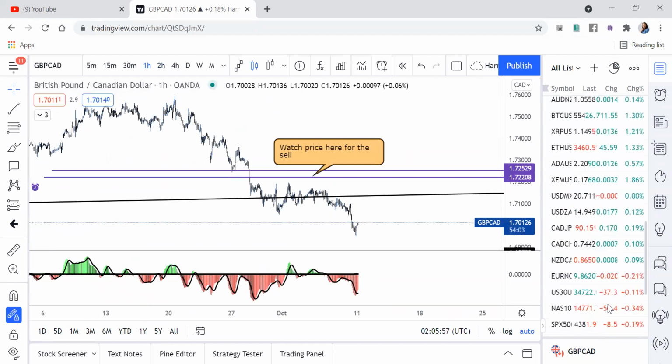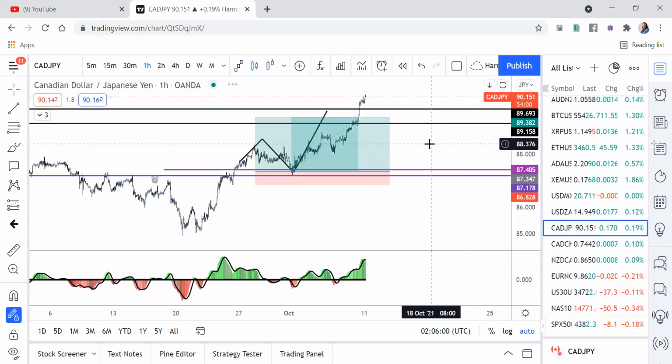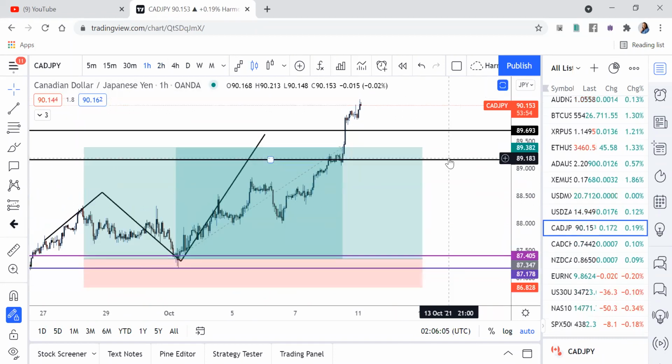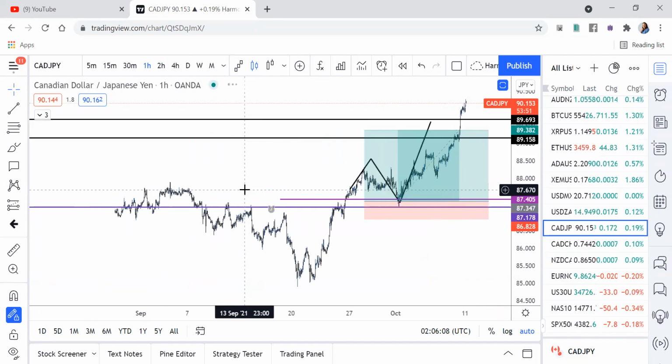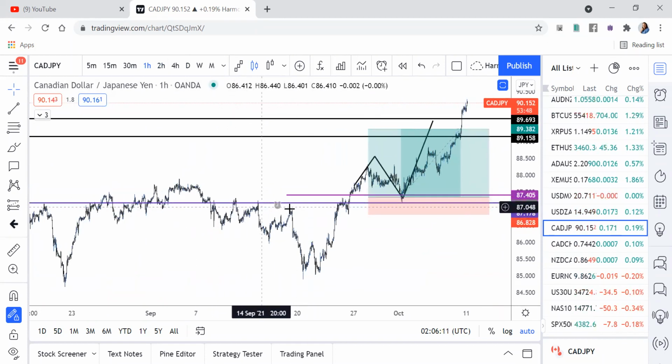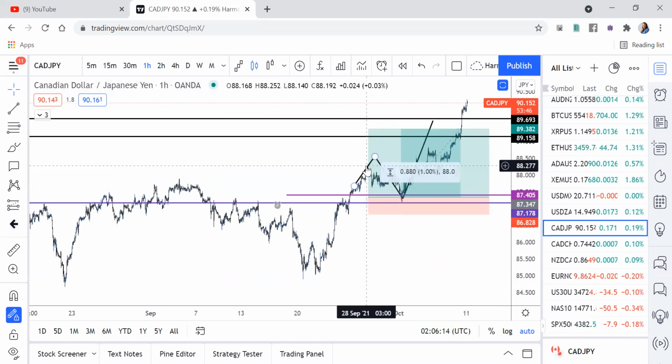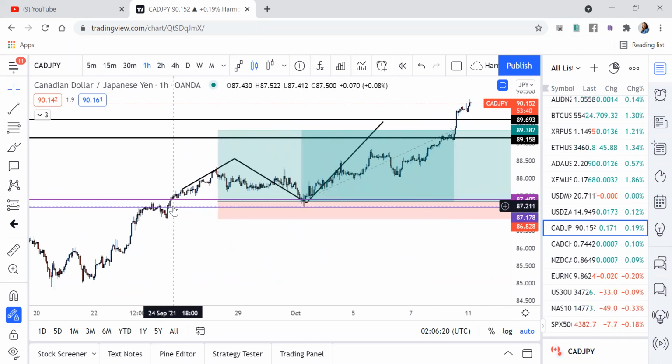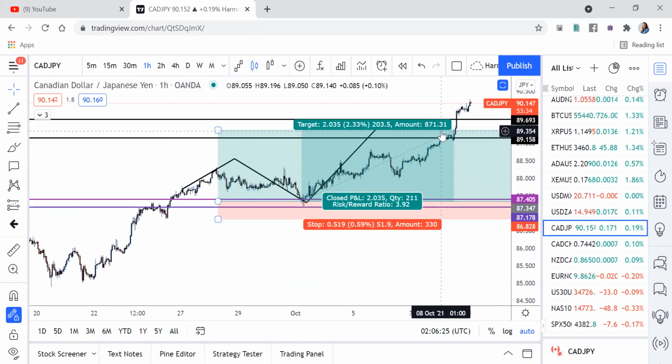Just one look at CAD JPY. I want you guys to see it. Took its time, but we got there in the end. We had structure here, and structure was broken. CAD JPY went up, came back down. We looked at this area of imbalance as a retest. We got a nice retest, and then price came all the way up over 200 pips. So this was a really good trade.